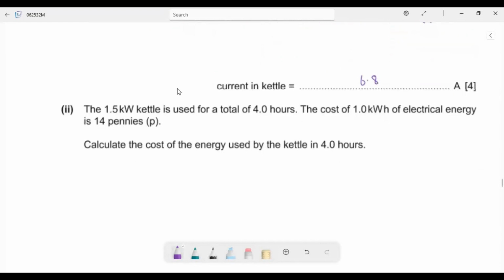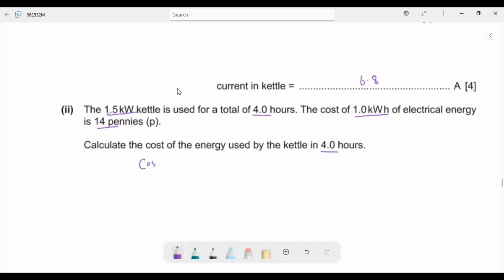Next, the 1.5 kilowatt kettle is used for a total of 4 hours. We are using it for 4 hours. The cost of 1 kilowatt hour is 14 pennies. Calculate the cost of energy used by the kettle in 4 hours.